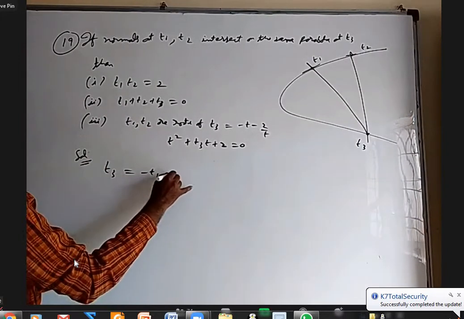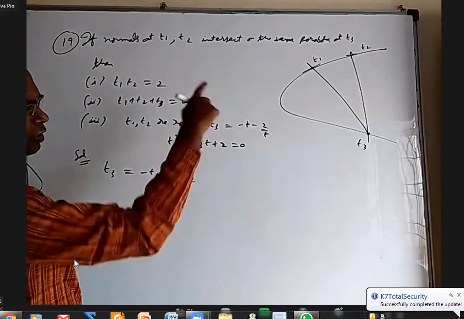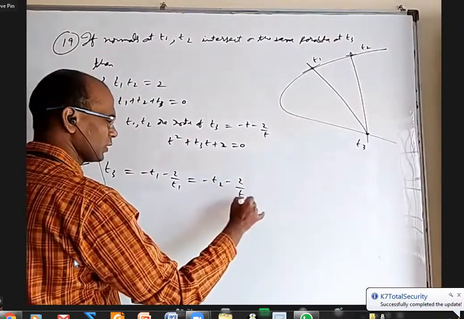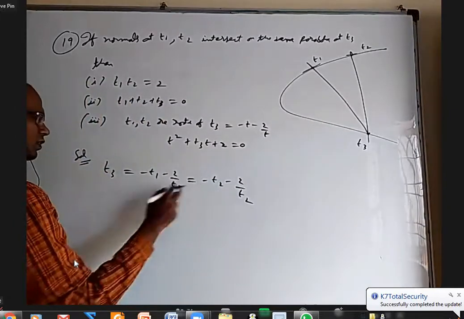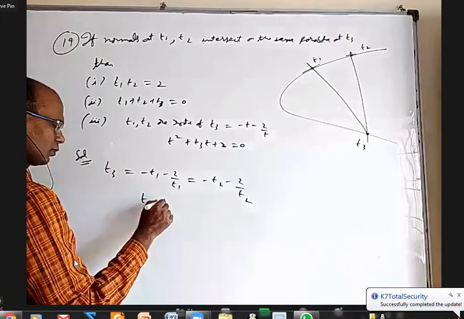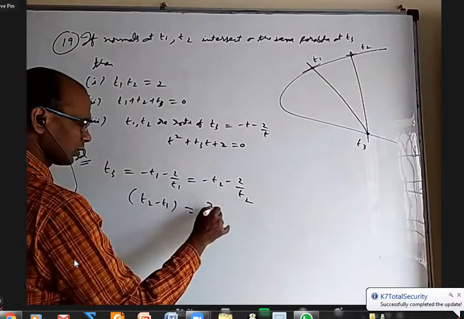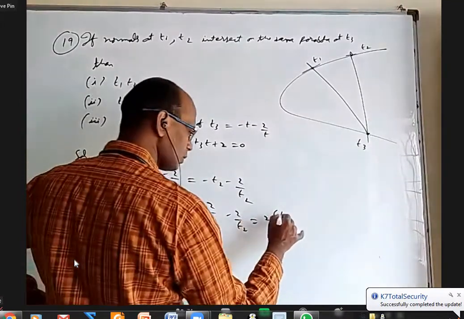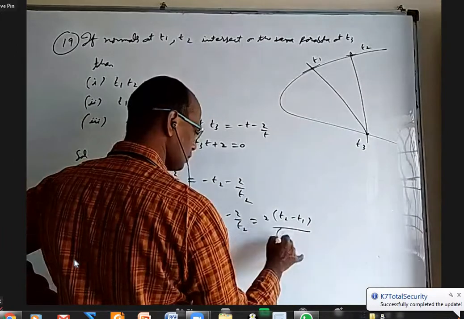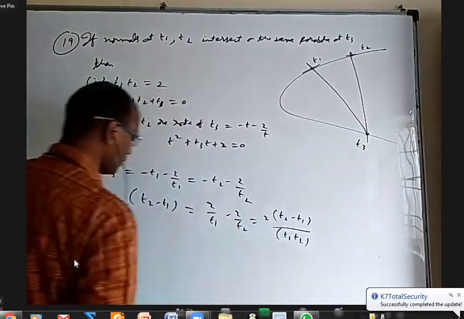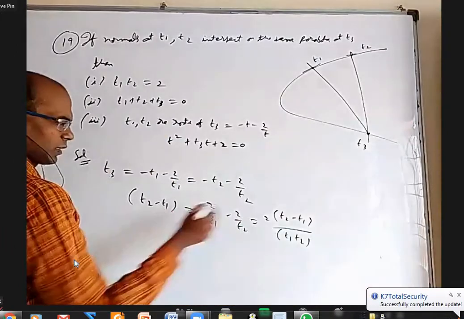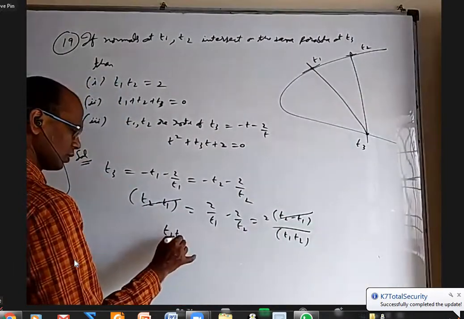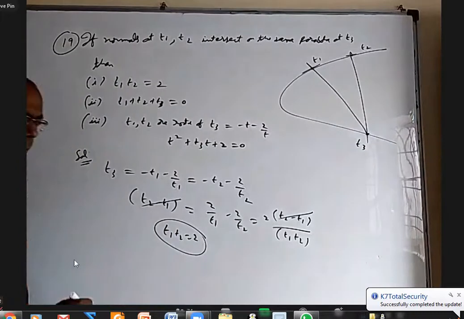t3 equal to minus t1 minus 2 by t1, because the normal at t1 intersects at t3. It is also minus t2 minus 2 by t2. If I equate these two, bring this side, I'll get t2 minus t1 equals 2 by t1 minus 2 by t2. If I take LCM, 2 into (t2 minus t1) by t1 t2. I can cancel t2 minus t1. Okay. Then I'll get t1 t2 equal to 2.